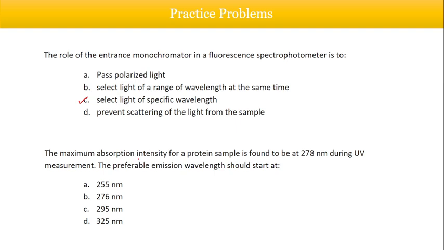The maximum absorption intensity for a protein sample is found to be 278 nanometer during UV measurement. The preferable emission wavelength should start at. So the emission should start at least 10 to 15 nanometer ahead of your excitation wavelength. Since we have seen in the Jablonski diagram that the molecule once excited to the S2 state, from the S0 state it comes down to the lowest vibrational level of S1.